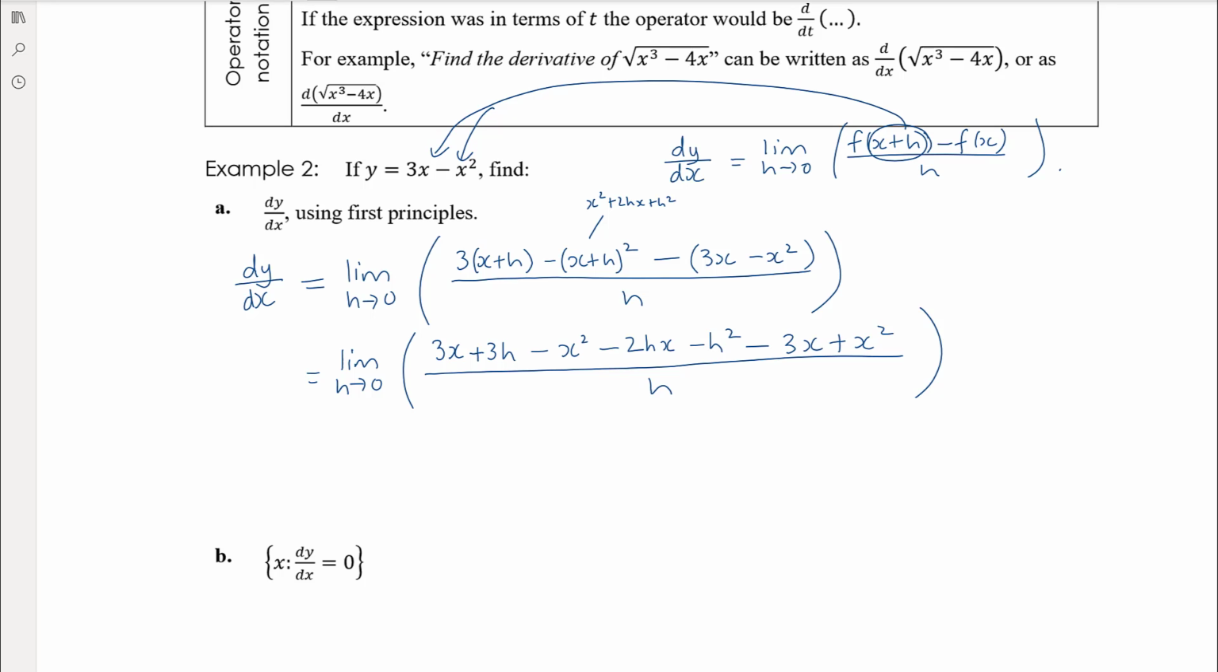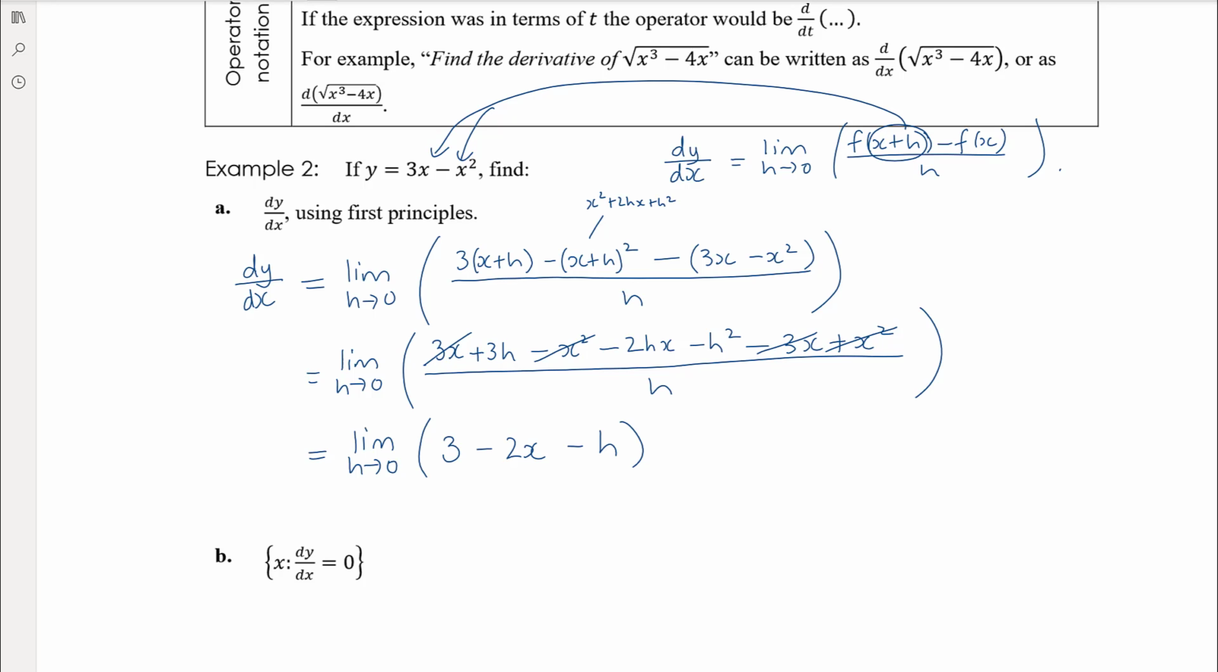Alright, so we've got some things that are cancelling out on the numerator here. We've got negative x squared and plus x squared. We've got plus 3x and minus 3x. Alright, so then let's also think about dividing. Each of the terms remaining on the numerator has h in it, so h is a common factor, so let's divide each term by h. We still haven't taken the limit as h approaches 0. We're just simplifying this expression, this fraction in the bracket. Okay, so 3h divided by h is 3, negative 2hx divided by h is negative 2x, and negative h squared divided by h is negative h.